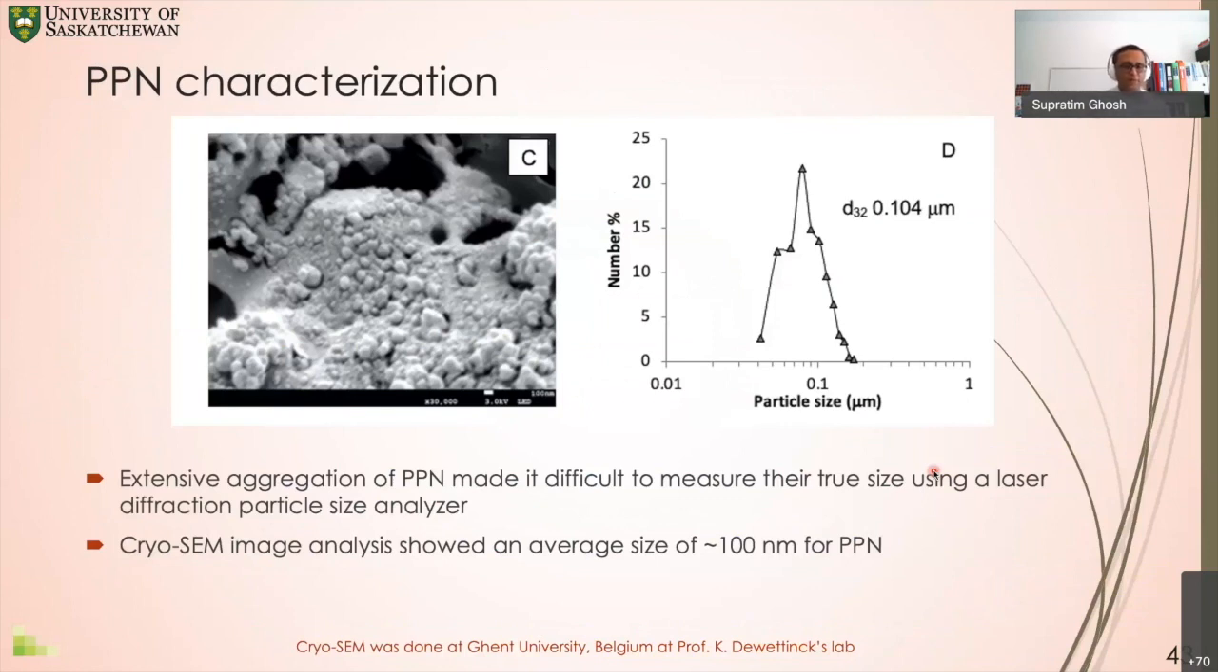So these are the PPN characterizations. One of the challenges was that these nanoparticles were extensively aggregated. If you measure their particle size using a laser diffraction particle size analyzer, it is impossible to get the right particle size. So we did some cryo-SEM work at Ghent University, thanks to Professor Koen Dewettinck. We did some image analysis and measured the particle size, and we found that the surface average particle size is about 100 nanometers. If you measure them separately, you will never get that particle size.